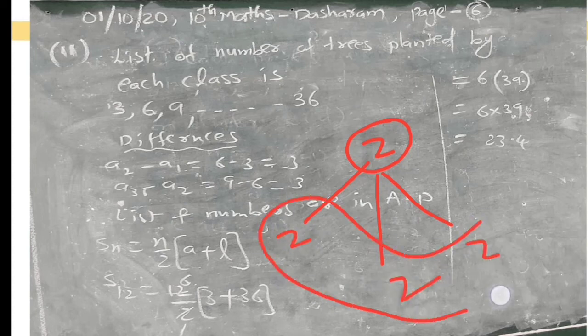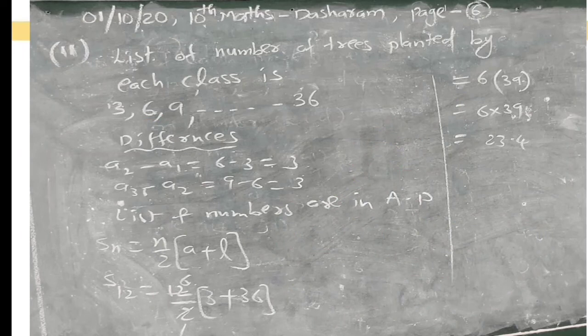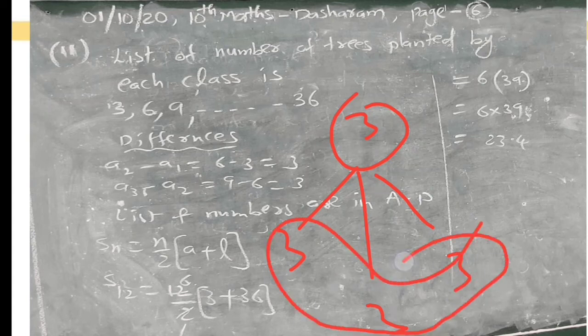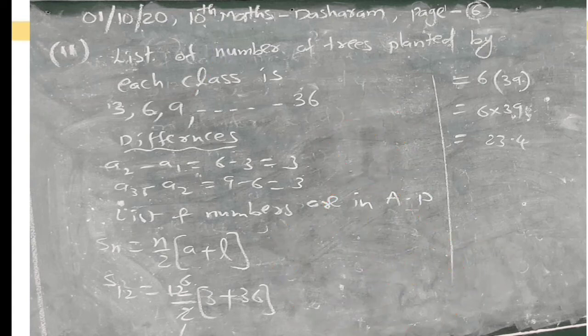So total how many trees planted by the second class? 6 trees. So next one, third class. In third class same 3 sections, each section 3 plants, so total trees 9. So dash, how many classes are there in the school? 12 classes are there. So let's find out the number of trees planted by 12th class.